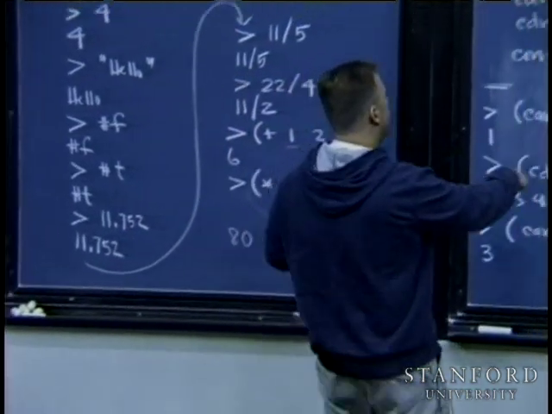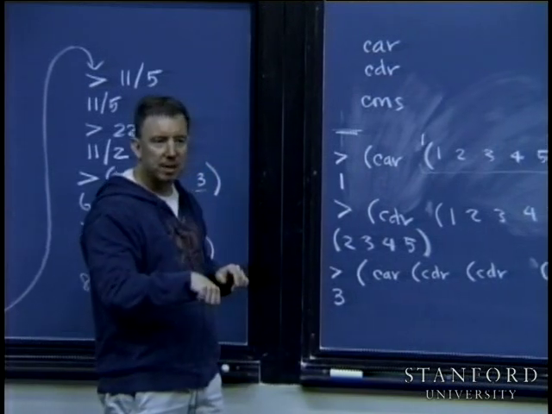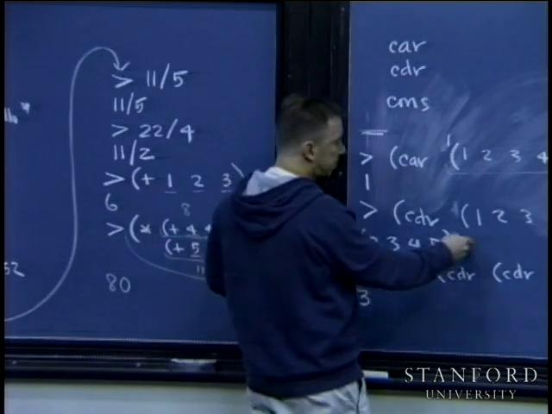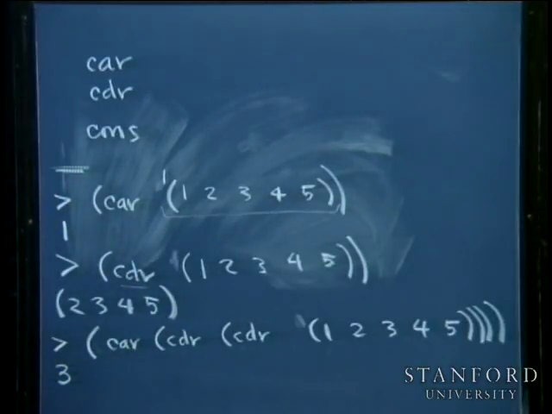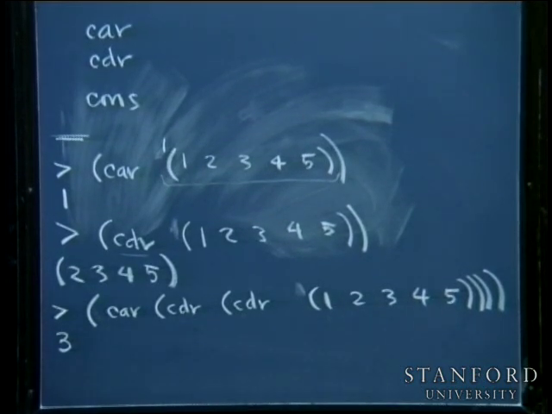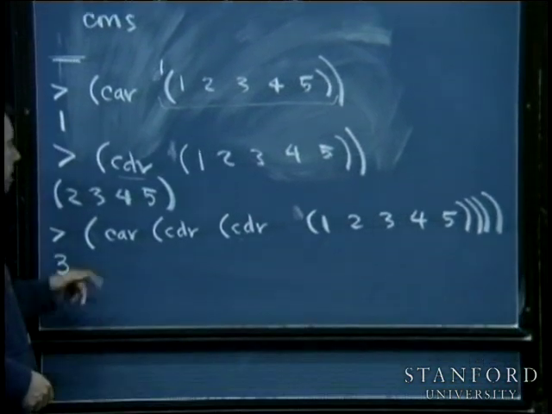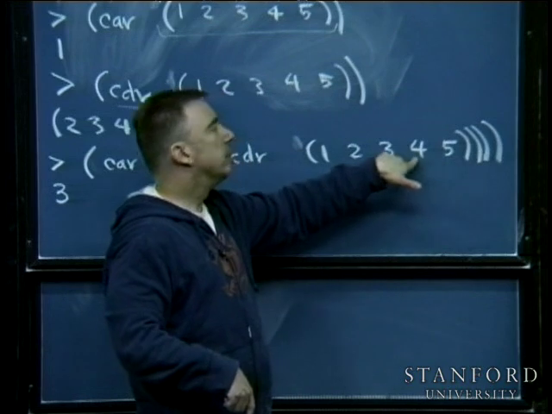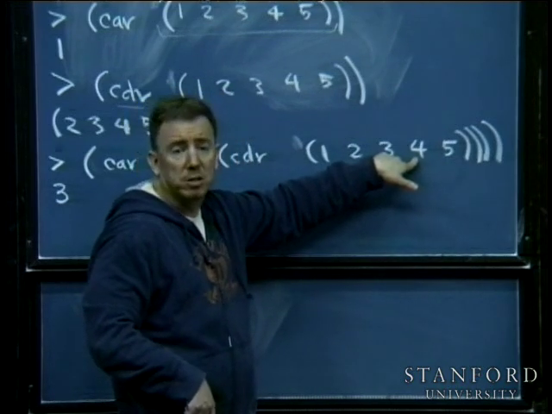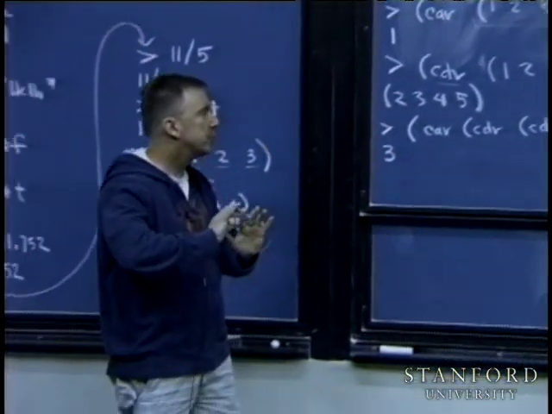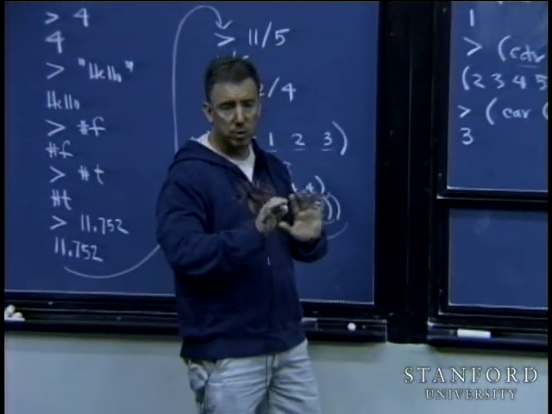So car is synonymous with first. In fact, some dialects of Lisp actually have first defined as a function. Cdr is synonymous with rest. It's whatever you get by following the next pointer behind the scenes, whatever list you arrive at after the first element. And you can use these in any clever way you want to get to the third element or the last element or this element right here expressed as a list. Whatever you need to do to get to your answers, you can package car and cdr in whatever clever way you want to.